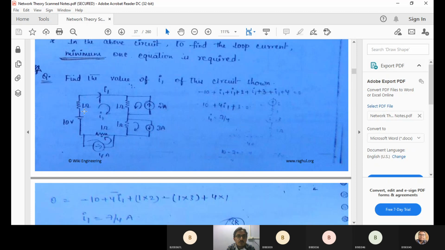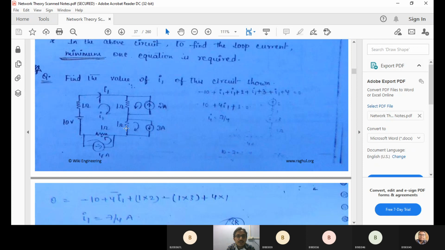Minus 10 plus 1 into I1, plus, this is the internal current, so you can write this as I1 plus 2. The both currents are in aiding direction. What is the current through the 1 ohm? This I1 is flowing and the same your 2 amperes is flowing. 1 into I1 plus 2.